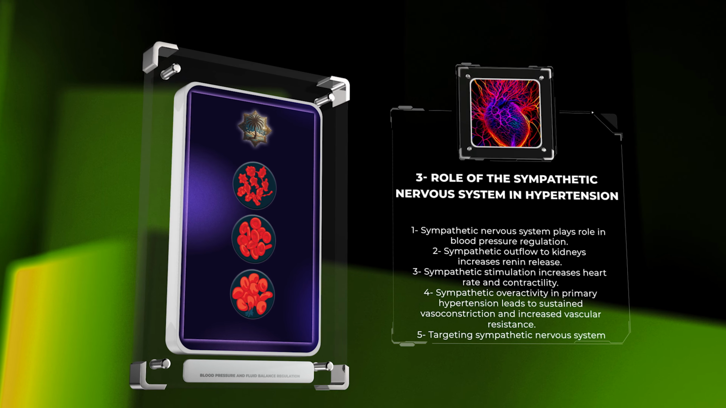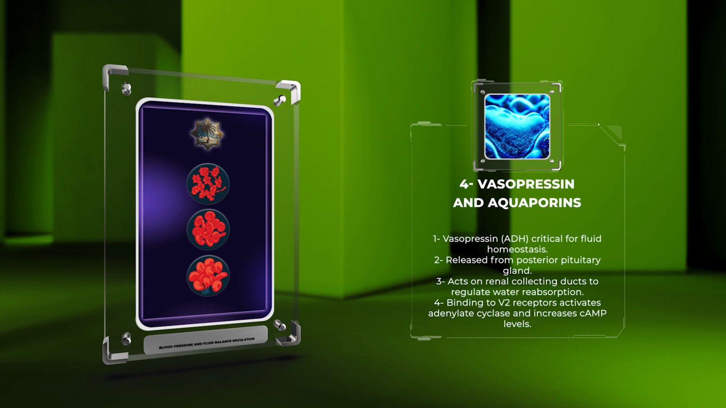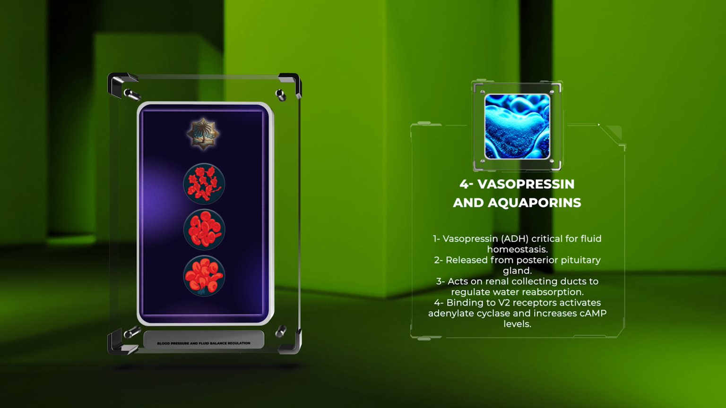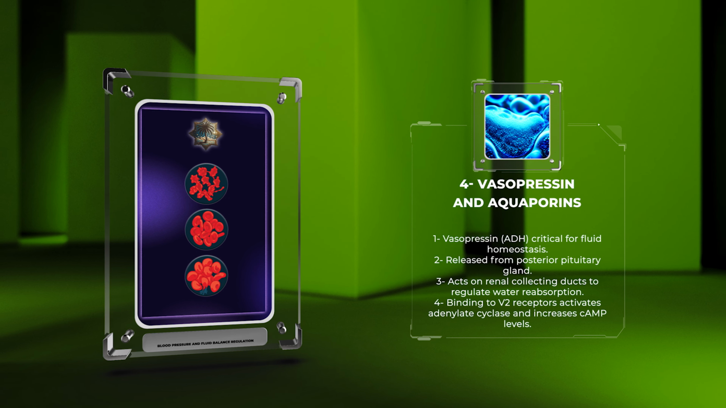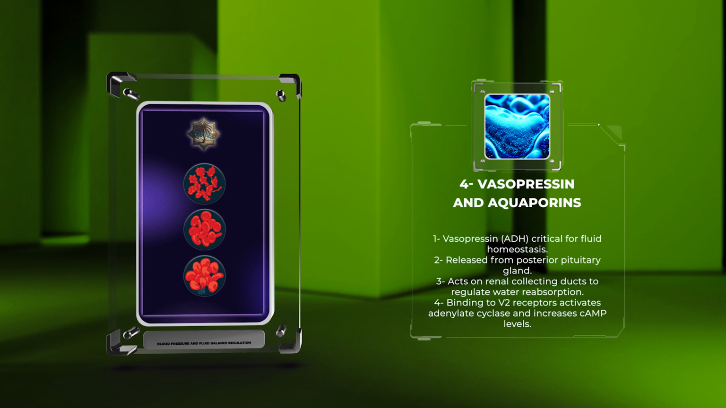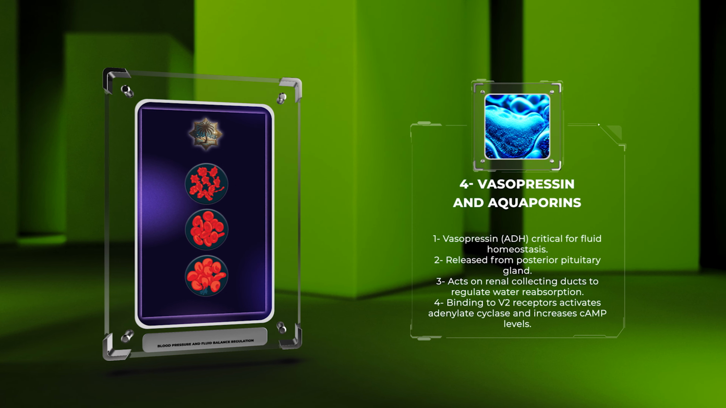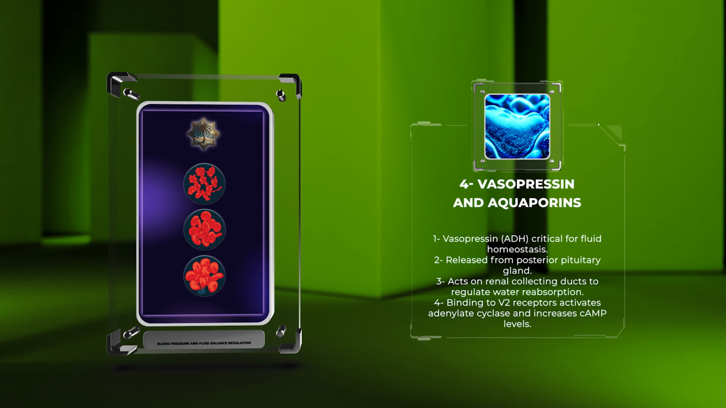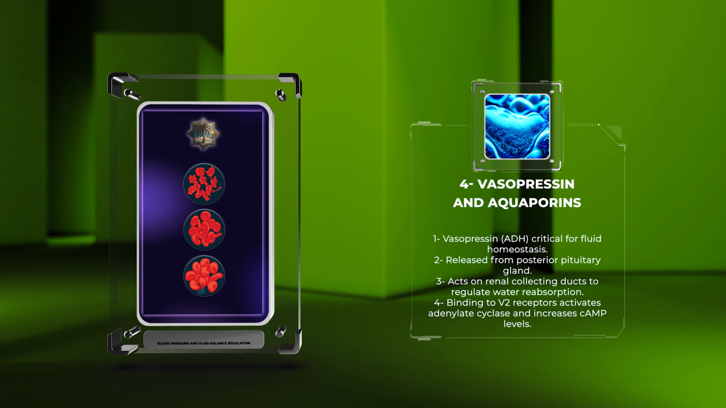and improving patient outcomes. Vasopressin, also known as antidiuretic hormone, ADH, plays a critical role in fluid homeostasis. Released from the posterior pituitary gland, vasopressin acts on the renal collecting ducts to regulate water reabsorption. Vasopressin exerts its effects by binding to vasopressin 2 receptors, V2 receptors, on the basolateral membrane of the principal cells in the collecting ducts. This binding activates adenylate cyclase, increasing intracellular cyclic adenosine monophosphate, cAMP, levels. Elevated cAMP levels trigger the insertion of aquaporin 2 channels into the apical membrane, facilitating water reabsorption by allowing water molecules to passively move along osmotic gradients.